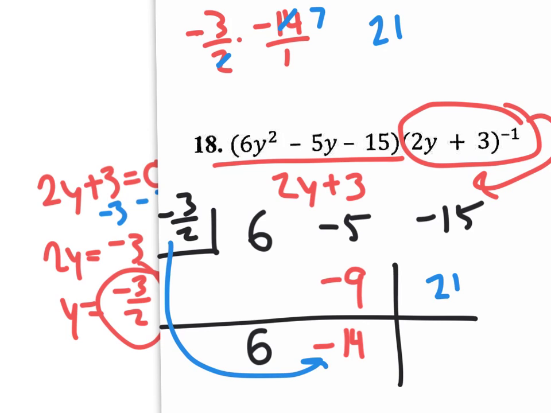And of course, you have this line right here because whatever's left over is your remainder. So if I combine -15 and 21, that gives me a positive 6. And that's my remainder. So how am I going to write this answer?